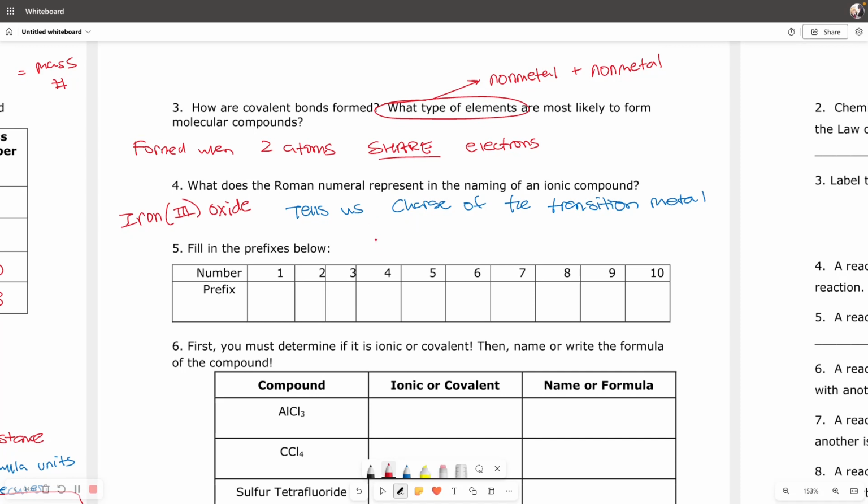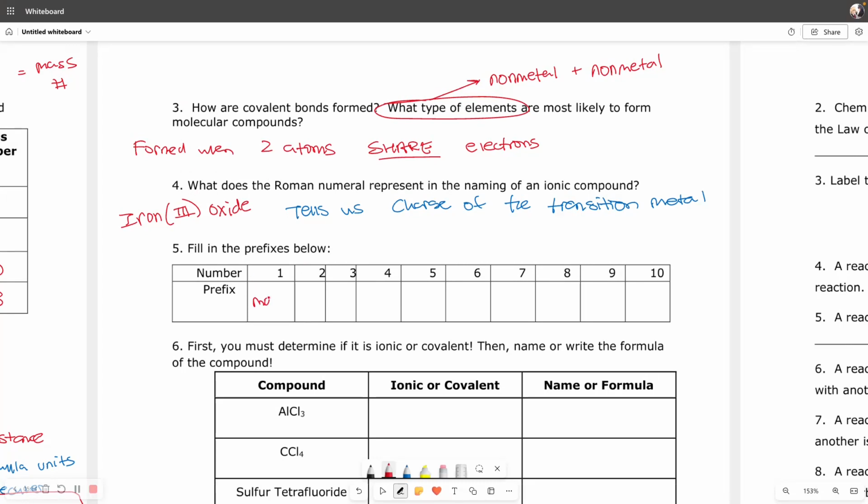Okay, fill in the prefixes below, and these are the rules for covalent naming. So the non-metal naming, right? So I mean, you get a note card, right? But it's best to just memorize these, right? But if you can't, there's always a note card.